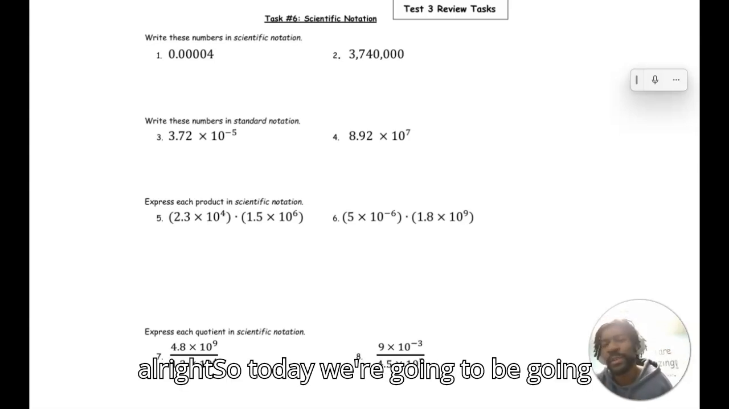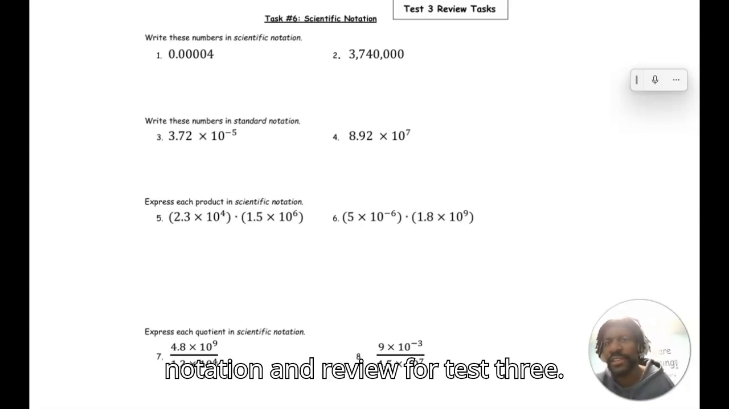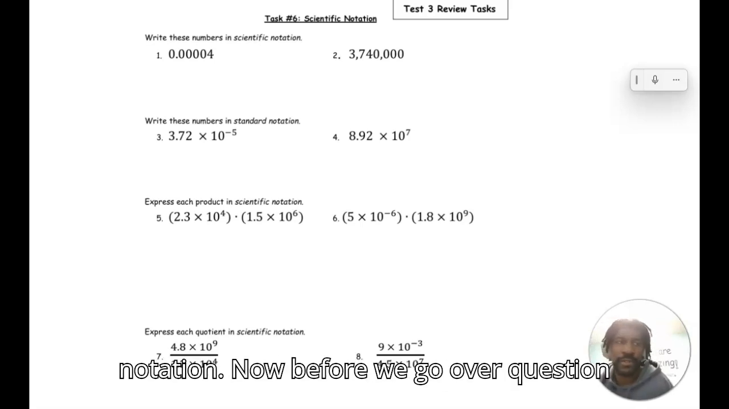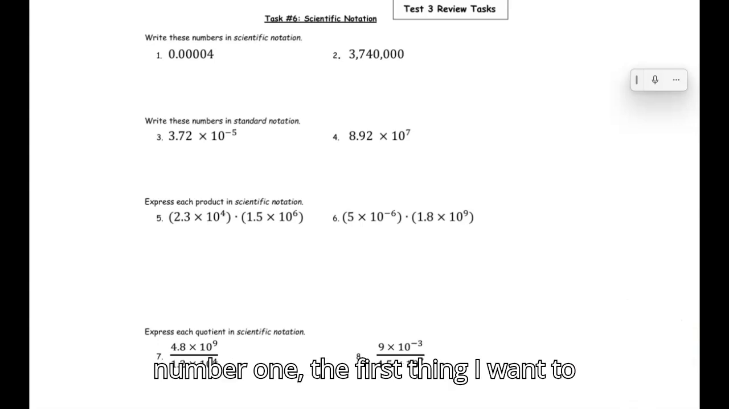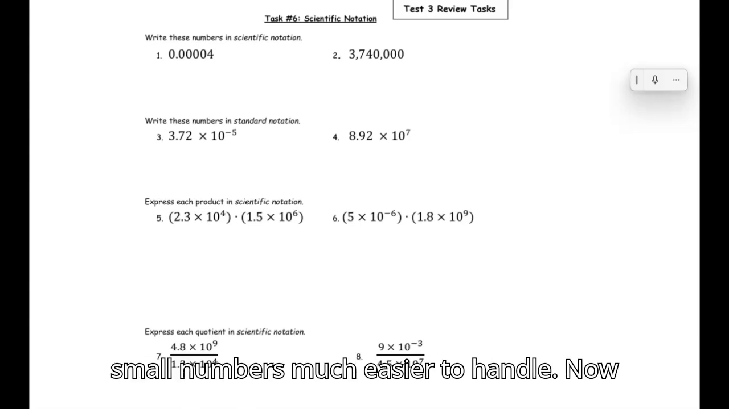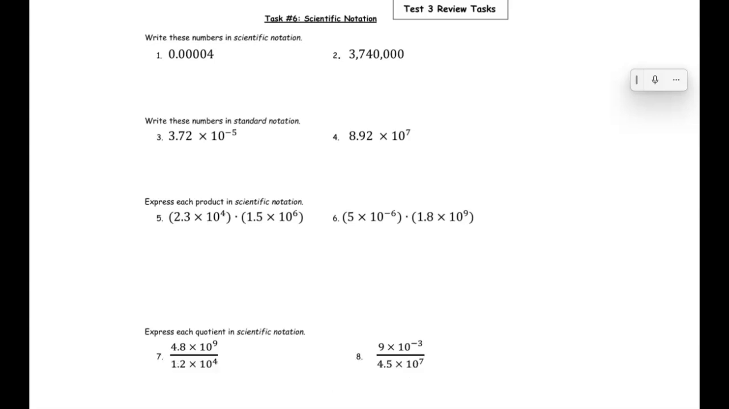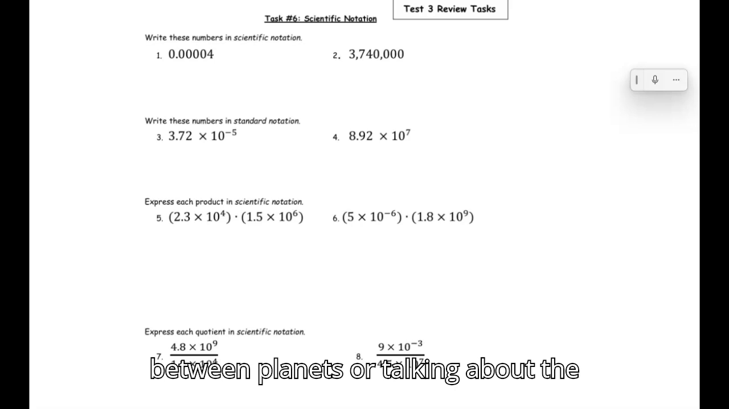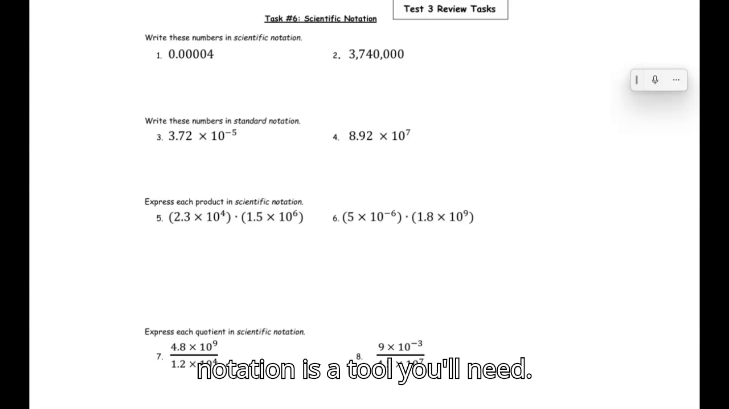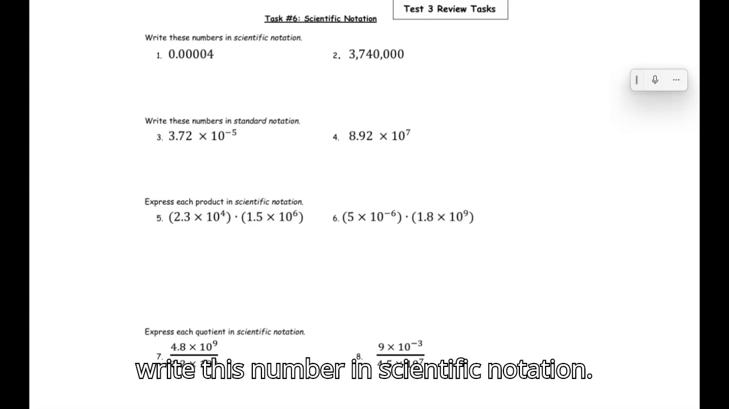Alright. So, today we're going to be going over our task number 6 for scientific notation and review for test 3. The first thing we're going to run into is writing these numbers in scientific notation. Now, before we go over question number 1, the first thing I want to dive into is that we're going to be making big numbers and small numbers much easier to handle. Now, I know some of you might be thinking, when am I ever going to use this? Well, whether you're comparing distances between planets or talking about the tiniest things like atoms, scientific notation is a tool you'll need. So in question number 1, we want to write this number in scientific notation.